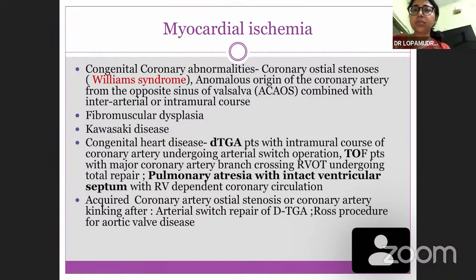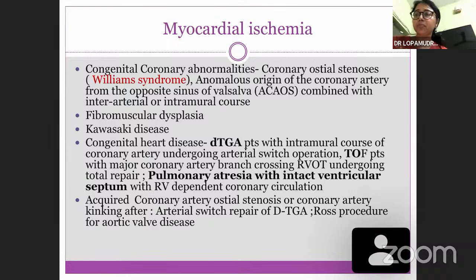There can be fibromuscular dysplasia and Kawasaki disease. Among the congenital heart diseases, a TGA patient may have an intramural course, or a TOF patient may have a major coronary artery branch crossing the RVOT; when they undergo operation, their coronary arteries may be affected, and they can present with myocardial ischemic changes. Acquired coronary ostial stenosis may occur in TGA after arterial switch repair. Similarly, we can get them in the Ross procedure for aortic valve disease.